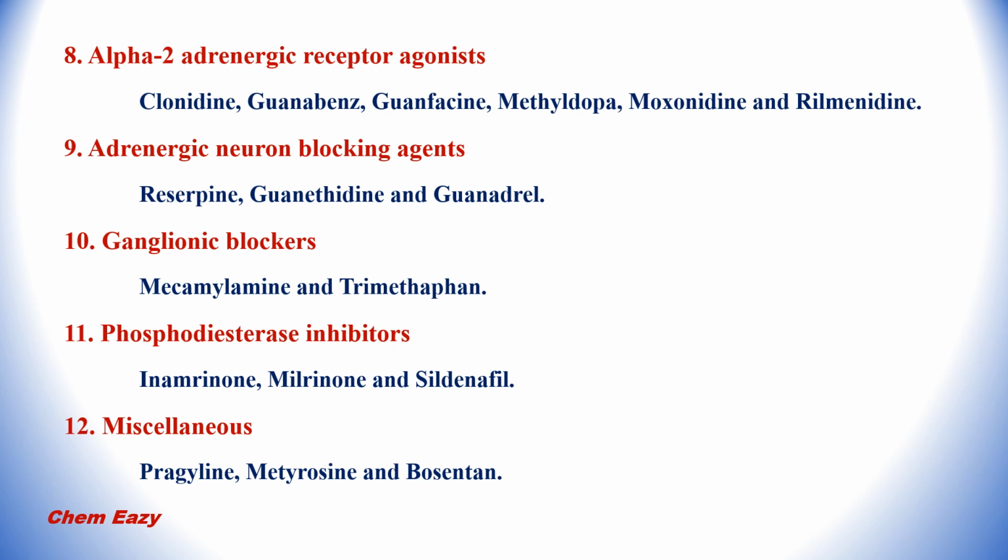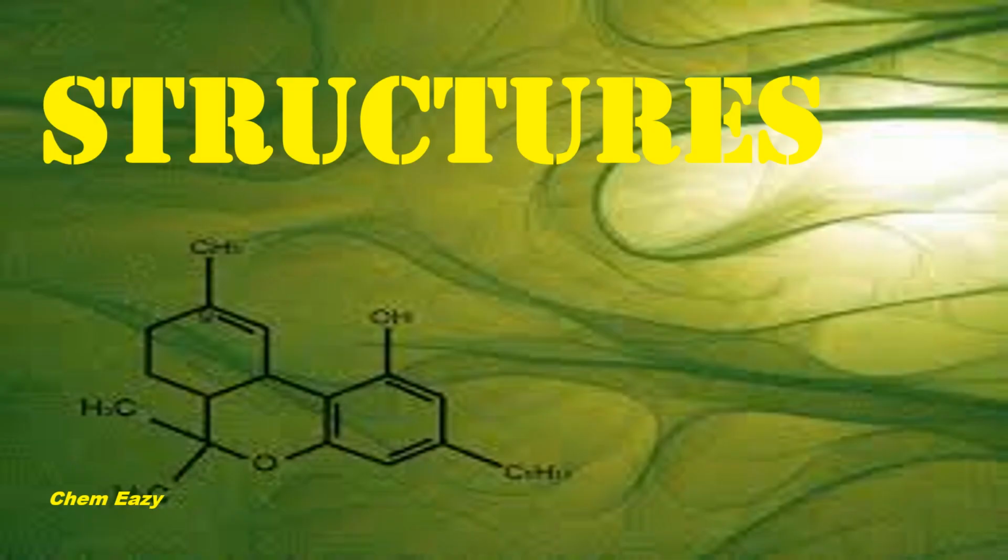Eleventh class is phosphodiesterase inhibitors. Drugs are amrinone, milrinone, and sildenafil. And the last one, miscellaneous category. Under miscellaneous, prazosin, metyrosine, and bosentan. Now let us learn structures for some of the important drugs under antihypertensive agents.